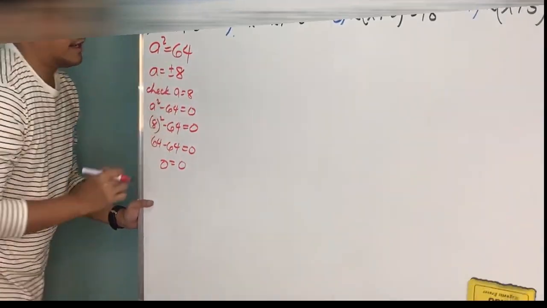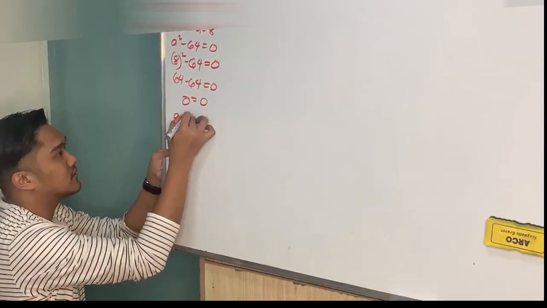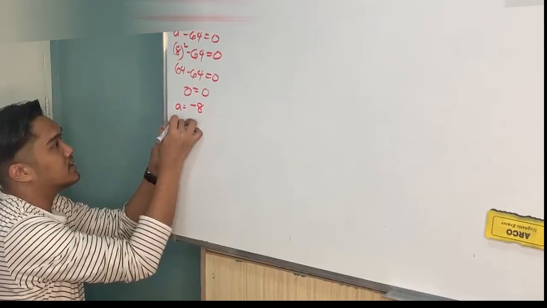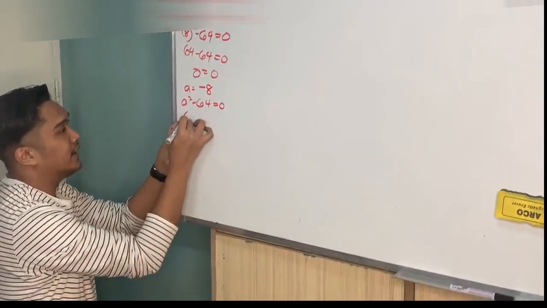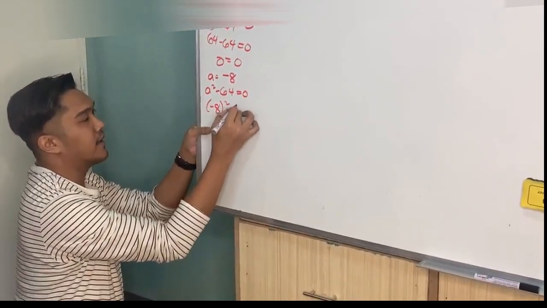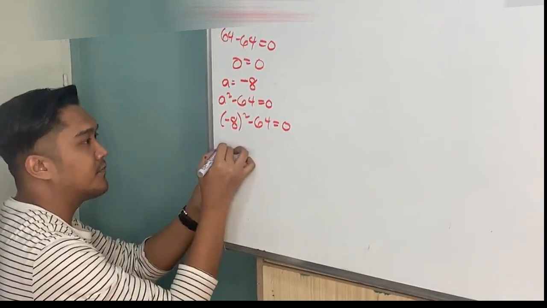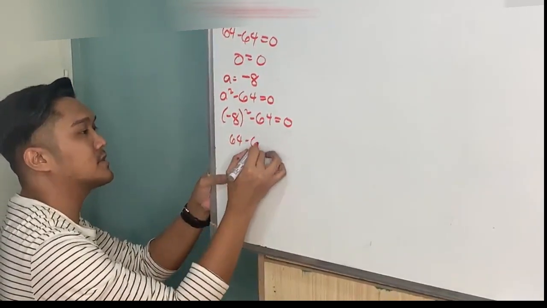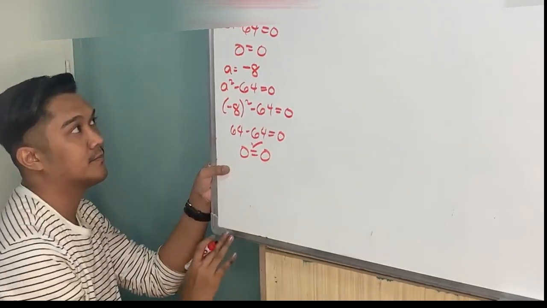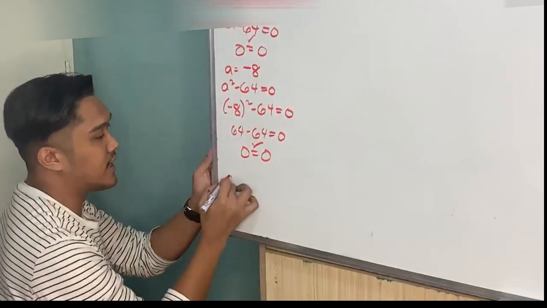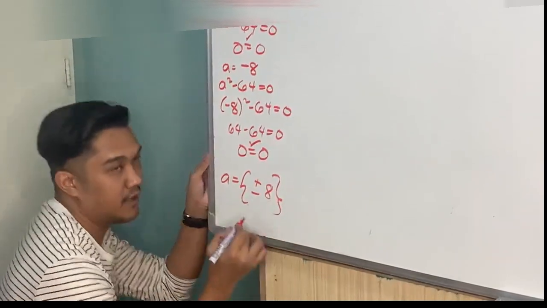For a is equal to negative 8. So a squared minus 64 is equal to 0. Negative 8 squared minus 64 is equal to 0. Magiging 64 minus 64 is equal to 0. 0 equals 0. Therefore, ang ating solution set A is equal to positive, negative, 8.